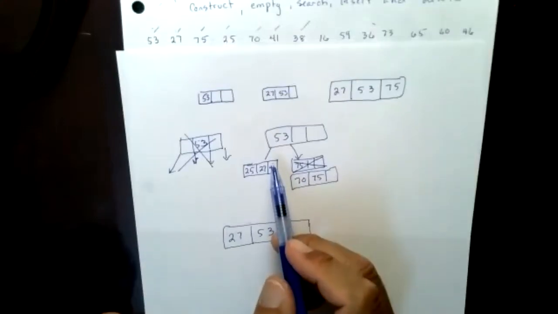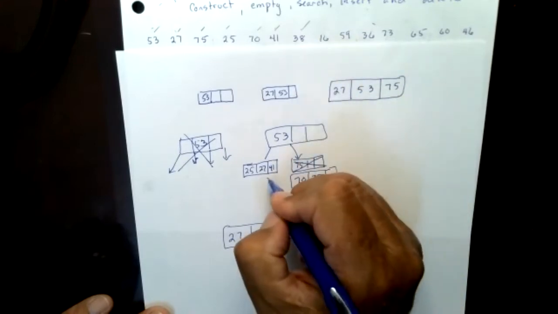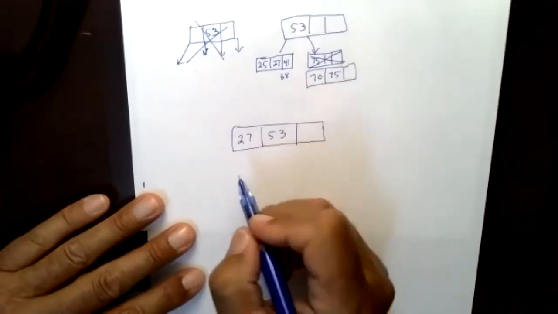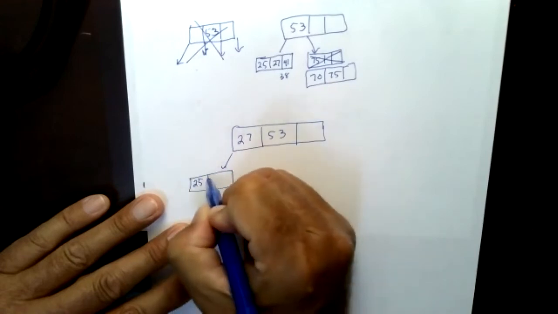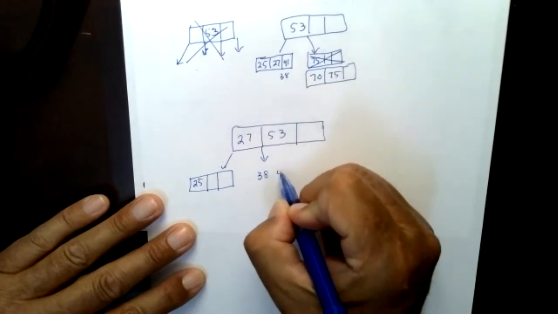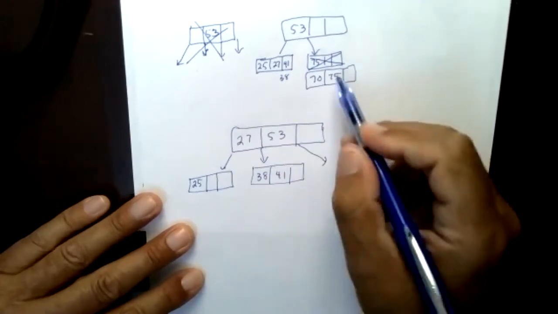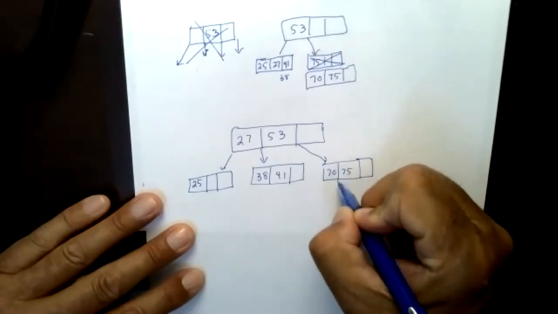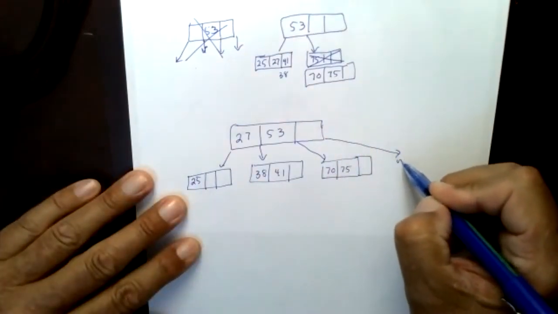To the left of 27, I have my new number was 38, right? 38 wanted to get in that group and they wouldn't let it in. So to the left of 27, I still have 25. To the right of 27, I now have 38 and 41. To the right of 53, I still have my 70 and 75. And of course, this guy just keeps tagging along at null.